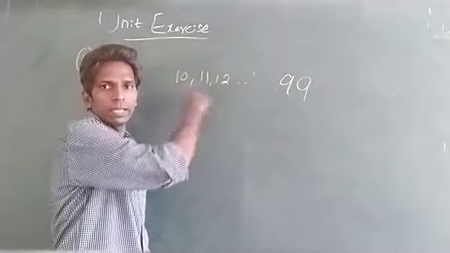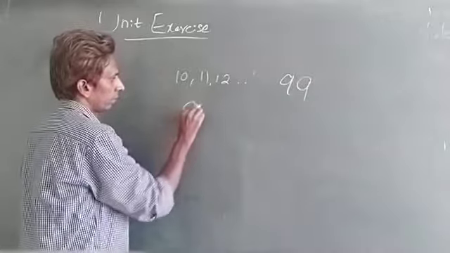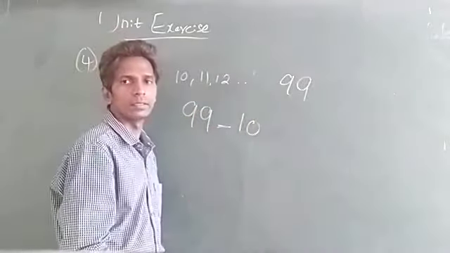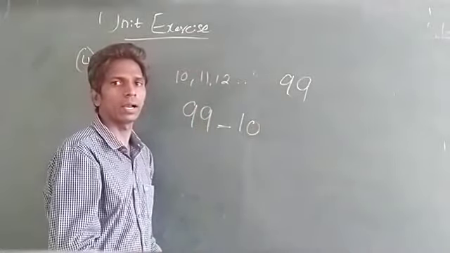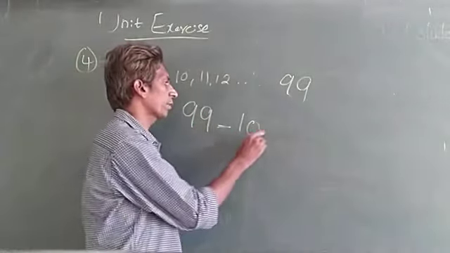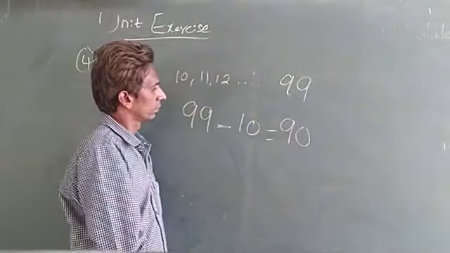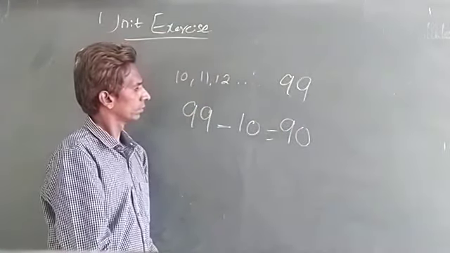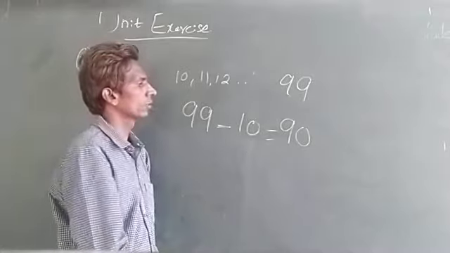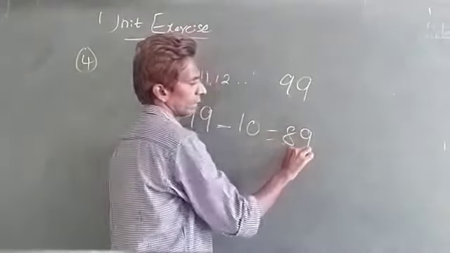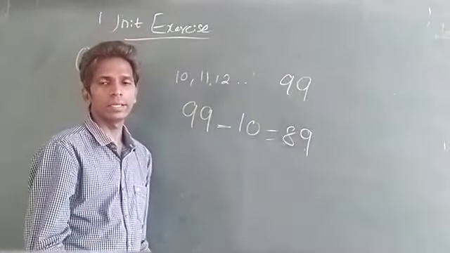Big number minus small number. Do the subtraction and add plus 1. So by doing the subtraction, what is the value? 90 will come. Sorry, 89 will come.